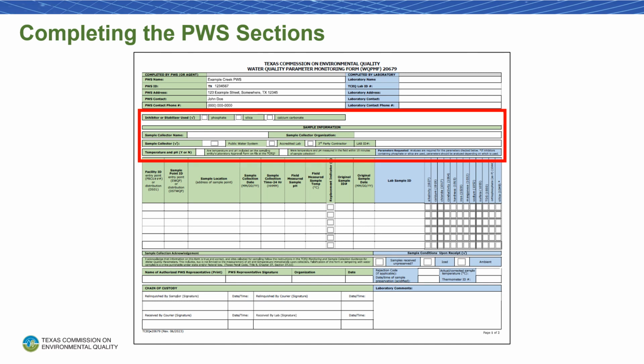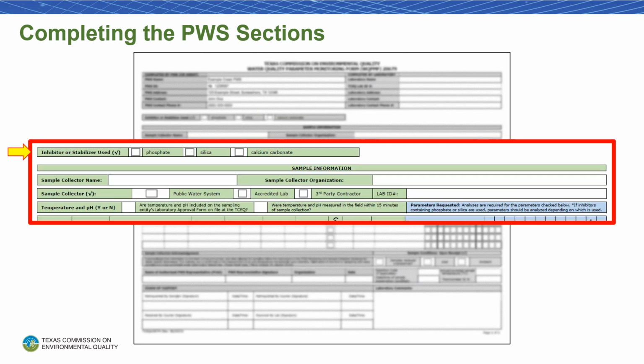Next, let's fill out some information on the samples. First, if your system uses phosphate, silica, or calcium carbonate, please mark so in the top row. This is important because if orthophosphate or silica are used, your lab is required to test for them. If none of these are used, do not mark any of these spaces.